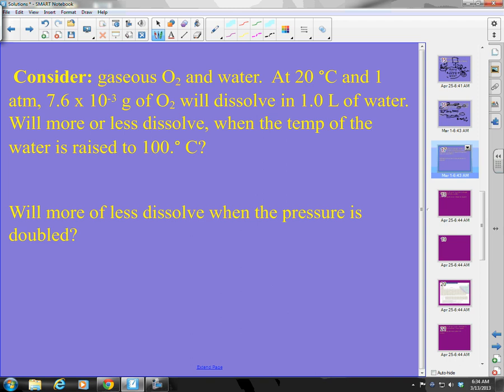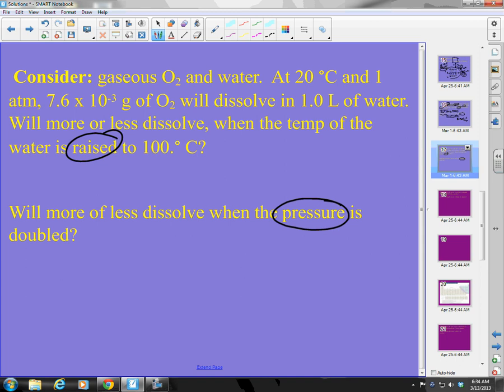Here's the next one for you to do, and this will be our last one of the day, so let's get it right. Consider gaseous oxygen and water at 20 Celsius and 1 atmosphere, 7.6 times 10 to the minus third grams of oxygen will dissolve in 1 liter of water. Will more or less dissolve when the temp is raised? You guys try to figure this out, and I'll come back with an answer. Will more or less dissolve when the pressure is doubled?